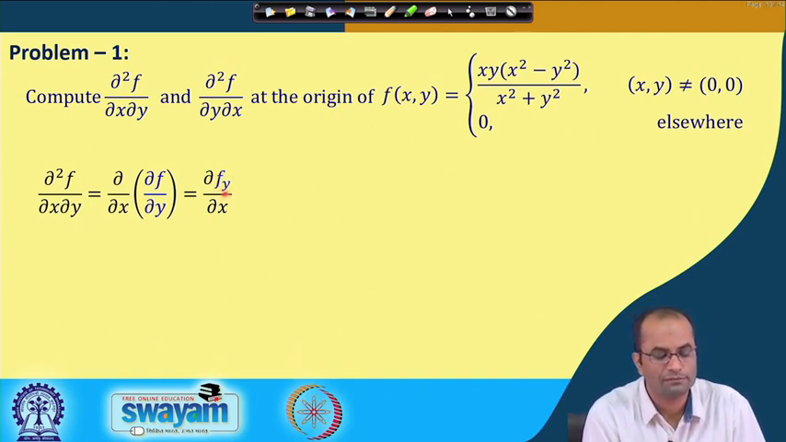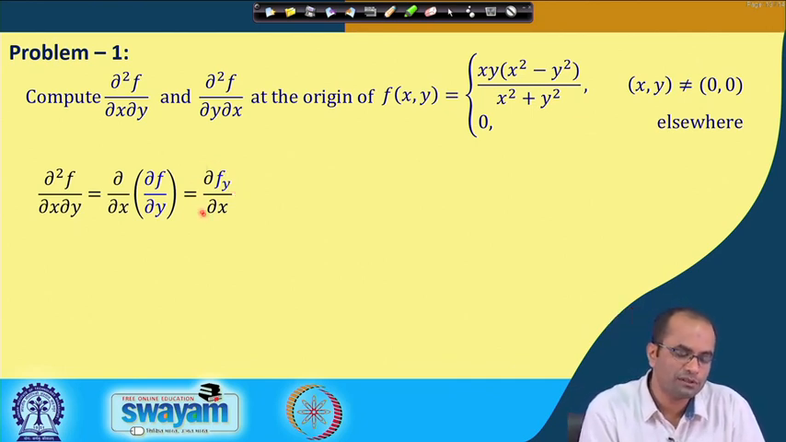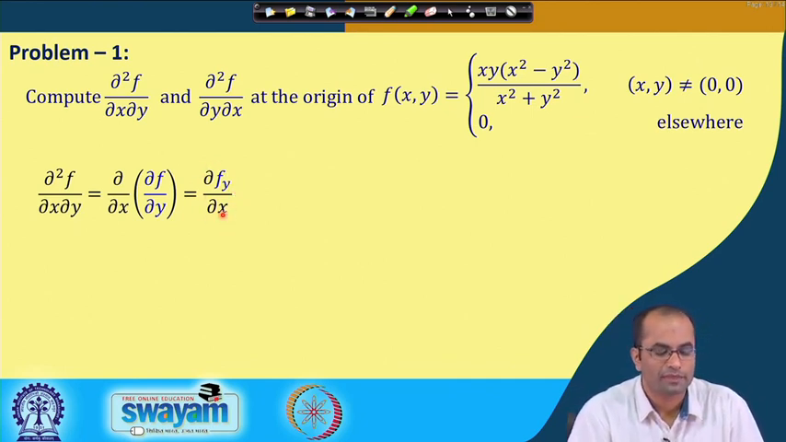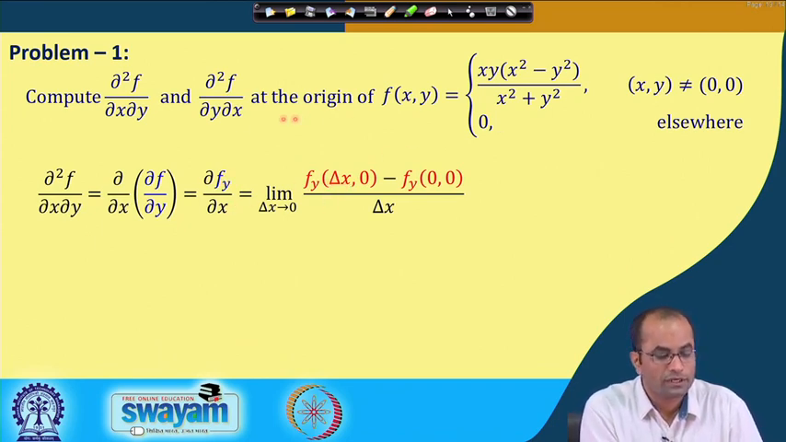Note that this f_y is also a function of x and y, so we can talk about this partial derivative with respect to x. As per the definition, we take the limit as delta x goes to 0, of the function f_y, and we are talking about the derivative at the origin, (0, 0). So we have 0 plus delta x, which is (delta x, 0), minus f_y at (0, 0).